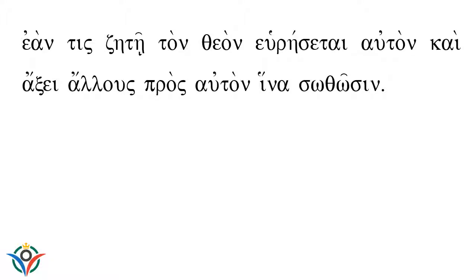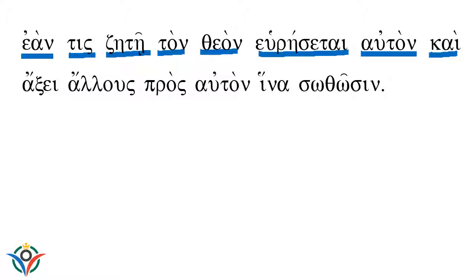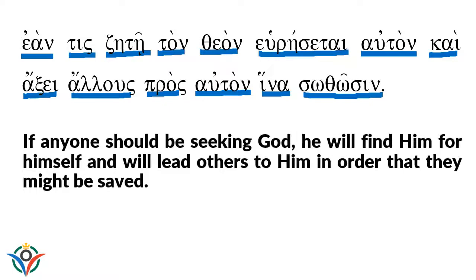So let's read our second example together. We have ean tis zete ton theon heuresetai auton kai axei allous pros auton hina sothosin. All right, so our translation would look something like this. If anyone should be seeking God, he will find him for himself and will lead others to him in order that they might be saved.